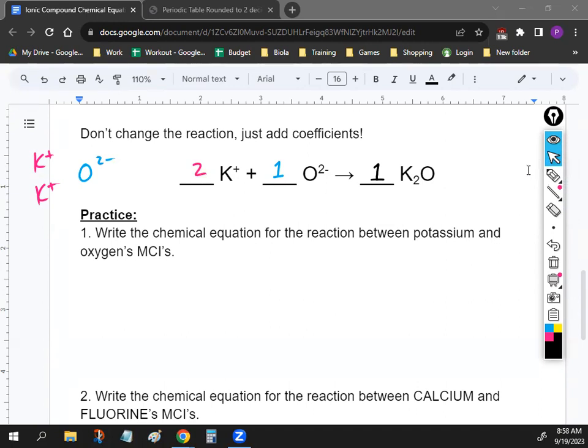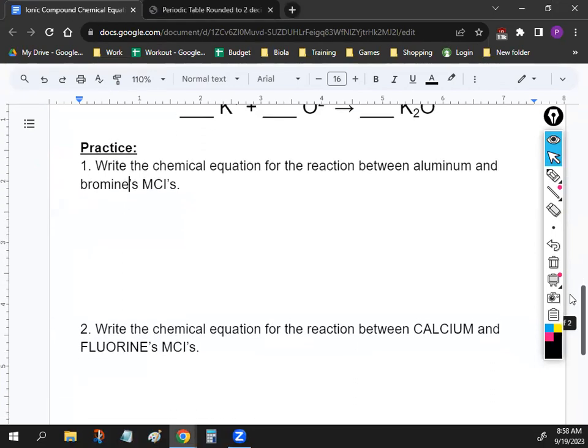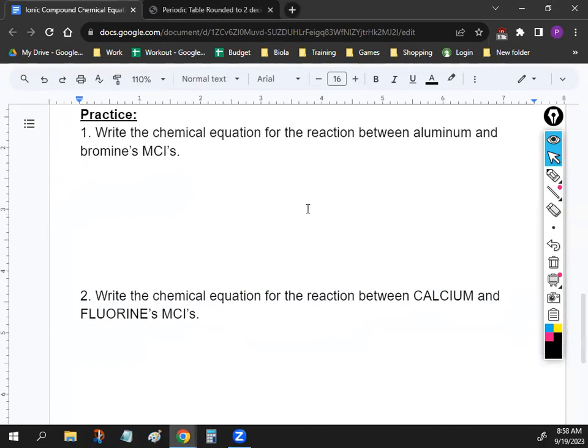Okay. For sure. So I know number 1 looks exactly the same as the previous one. So let's change this to not potassium. Let's change this to aluminum. And let's change this to bromine. I'll give you guys maybe 3 minutes. Try out number 1 on your own, and then we'll go over it together, see if you get the correct answer. And then I'll show you what the chemical equation looks like in 3 minutes.